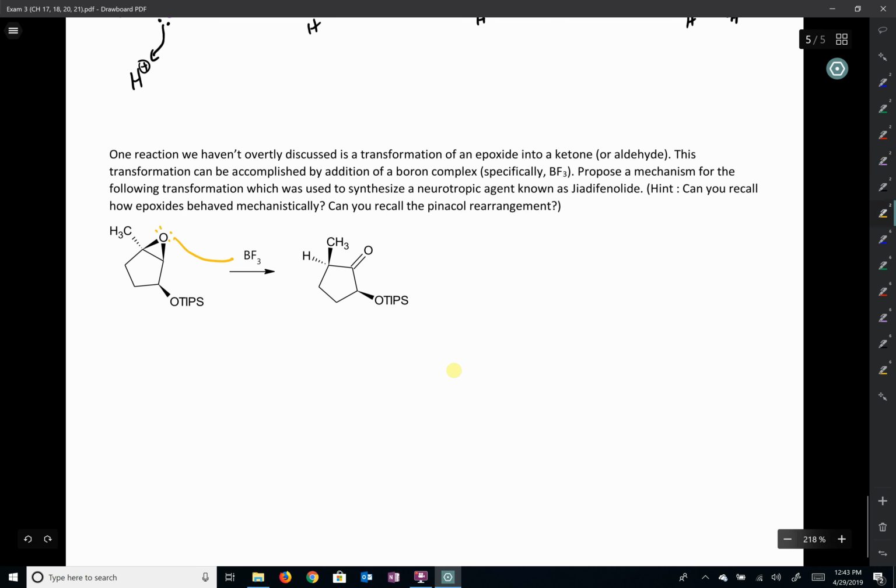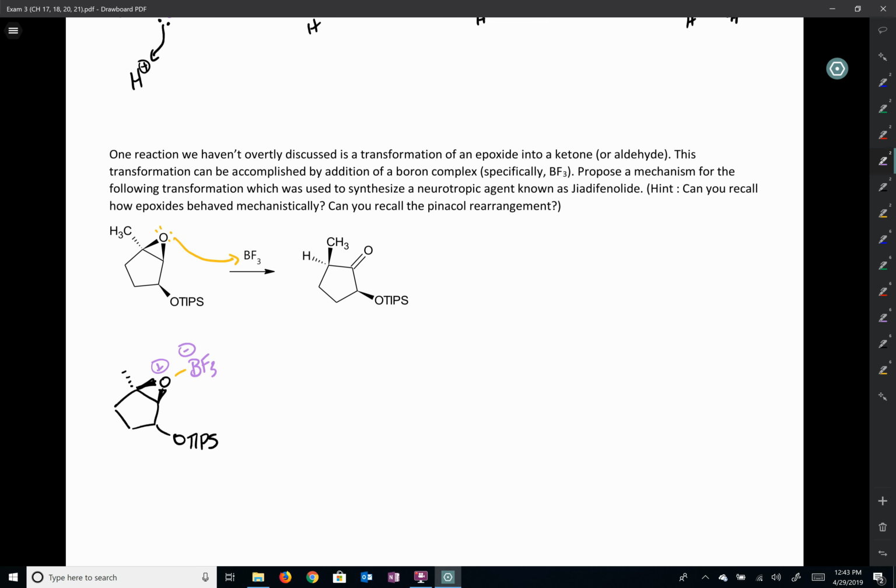So the first thing that's going to happen is we're going to make a Lewis acid adduct, which just means that the epoxide oxygen is going to bind to the Lewis acid. You can think of it very similar to how you're just using H plus under acidic conditions. You would protonate that epoxide. But we've got a Lewis acid here, no aqueous conditions.